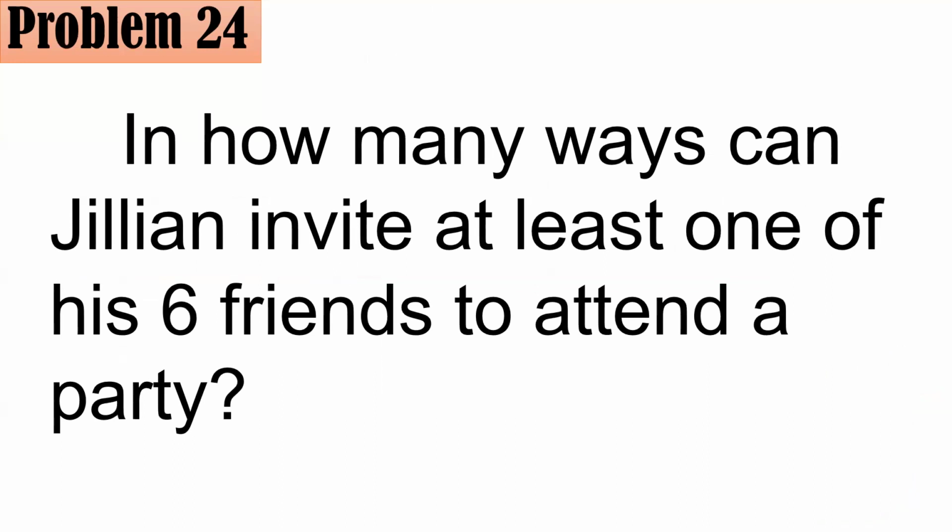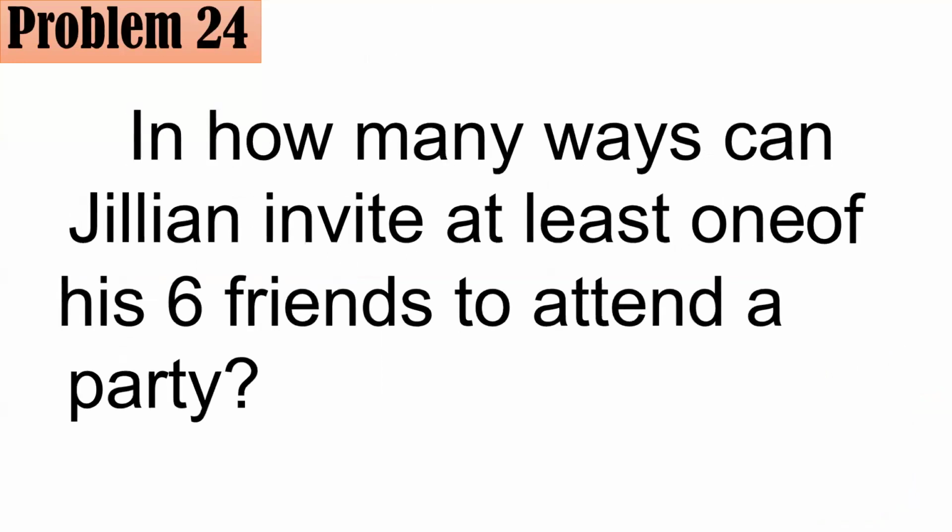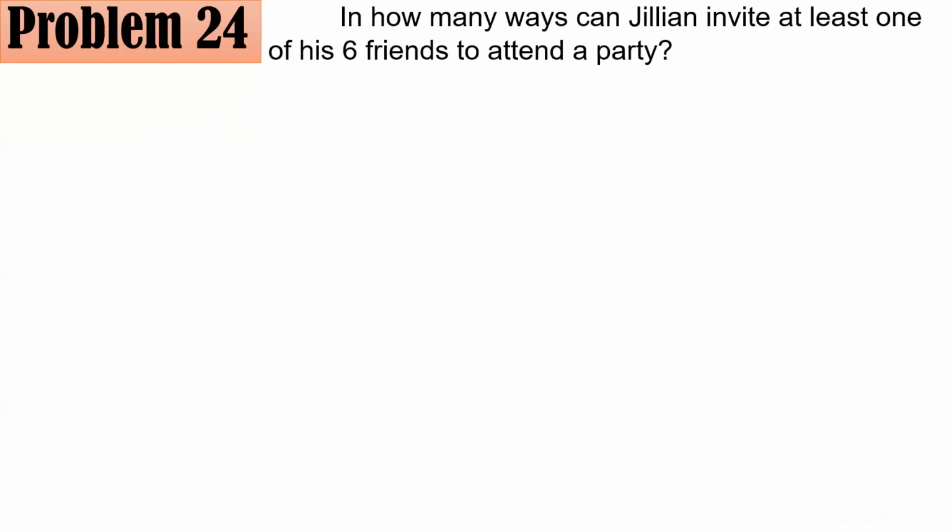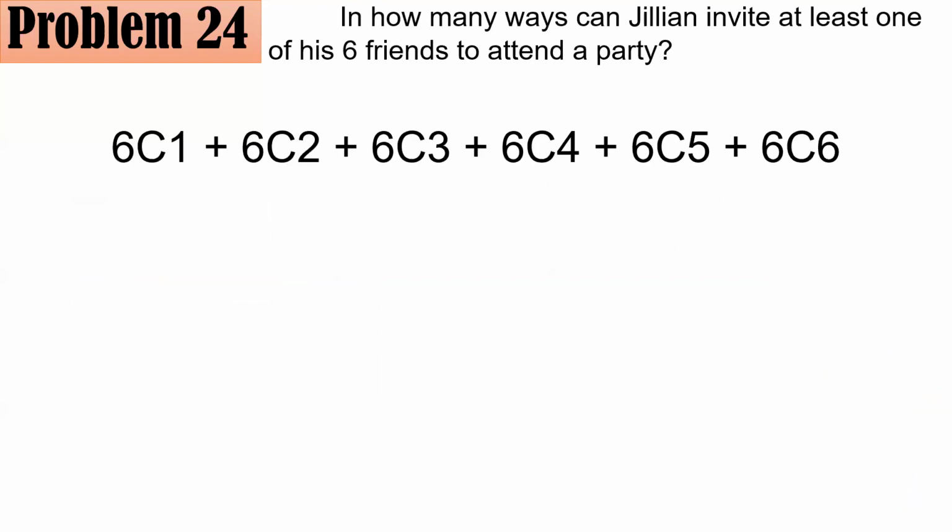Remember, at least one, you could invite either 1, 2, 3, 4, 5, or 6. This means that there are 6 different cases, and these cases should be added after determining. So 6C1 is the number of ways for you to invite 1 out of 6. 6C2 is for you to invite exactly 2 out of 6, and so on until you invite 6 or all of them.